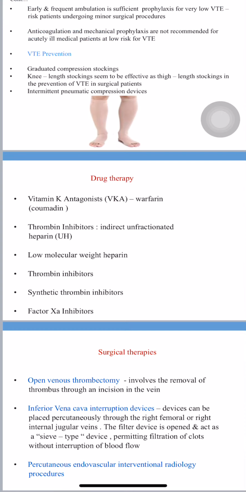Fondaparinux is contraindicated in patients with severe renal disease, and it can be given subcutaneously. But apixaban and edoxaban are oral drugs. The drugs' anticoagulant activity can be measured by using anti-10A assays.